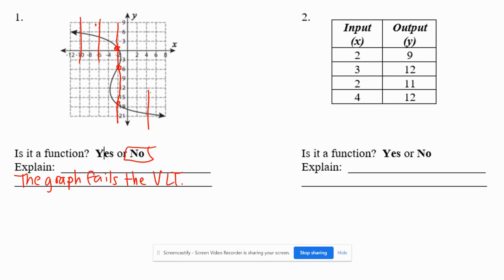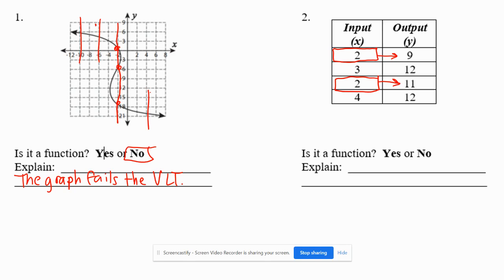All right, number 2, is it a function? Yes or no? Again, explain. For this one, we're looking at the x values. Notice there's repetition here. Okay, so that's something we want to look at. And then the issue here is that the input 2 goes to 9, but then it also goes to 11.